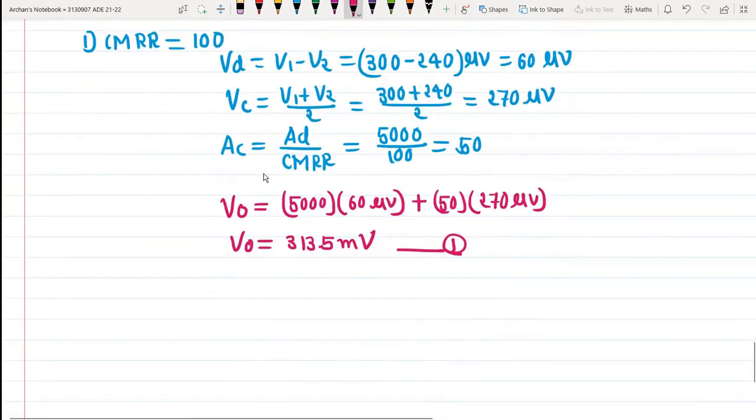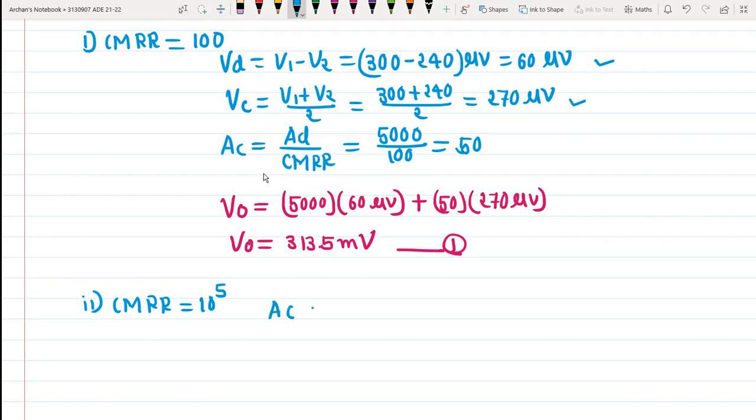Then consider the second case where we have been given the value of common mode rejection ratio equal to 10 raised to 5. So VD remains the same in that case, VC remains the same; the change will be in AC, the common mode gain. So AC is equal to AD by CMRR in this case. AD has been given to us as 5000 and this time CMRR is 10 raised to 5. So AC would be 0.05.